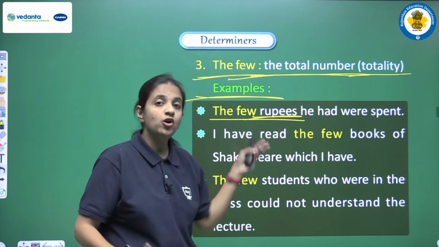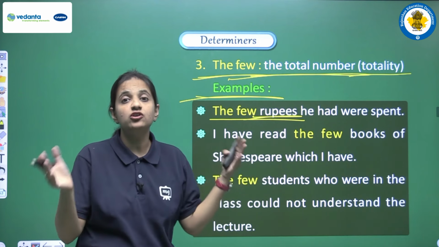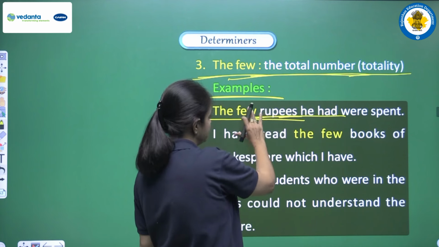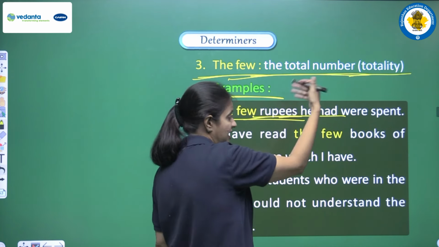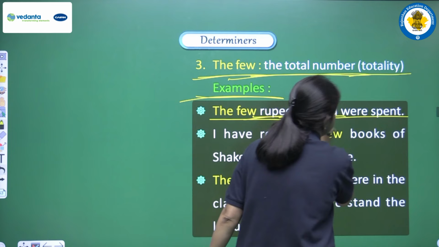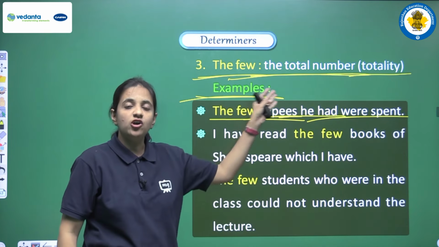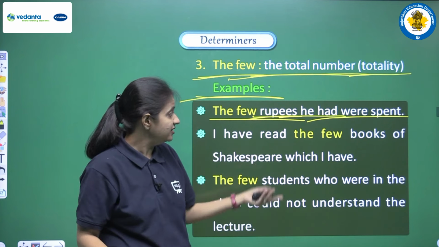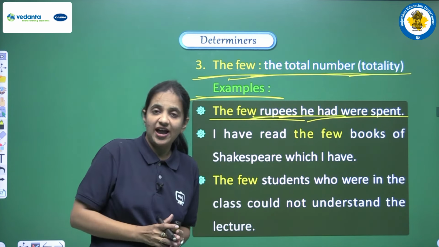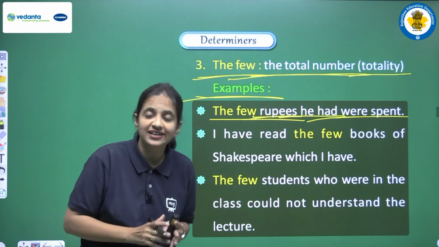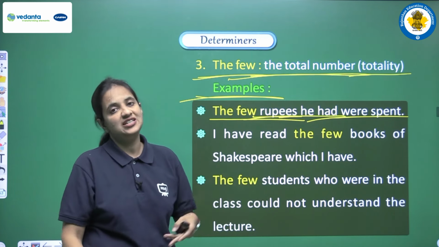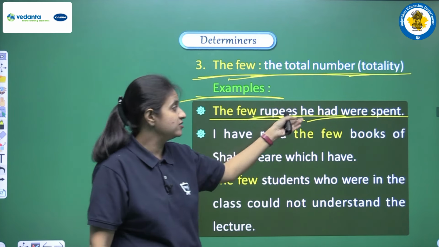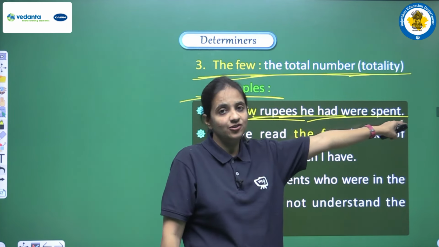Now we are talking about totality. Now we are talking about the total rupees that he was having. So first of all, we are saying that the few rupees he had, all those rupees were spent. So now we are not talking about this thing कि उसके पास कम थे, ज़्यादा थे. Now we are saying that the few rupees जितने भी थे, right? So now we are talking about the totality, the total number of the rupees, right? So his entire money, we can say here, his entire rupees, all rupees were spent, right?